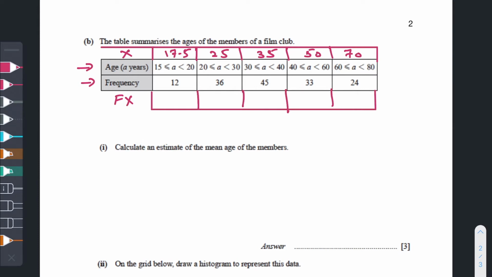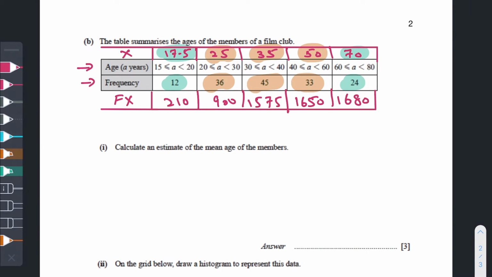Okay, in order to find the frequency multiplied by x, you multiply these two values. You multiply 17.5 and 12. When you multiply these two, you get 210. When you multiply 25 and 36, you get 900. Then you multiply 35 and 45. When you multiply these two, you get 1575. You multiply 50 and 33. When you multiply these two values, you get 1650. And then lastly, you multiply 70 by 24. When you multiply these two, you get 1680.